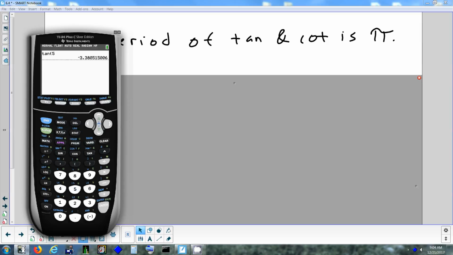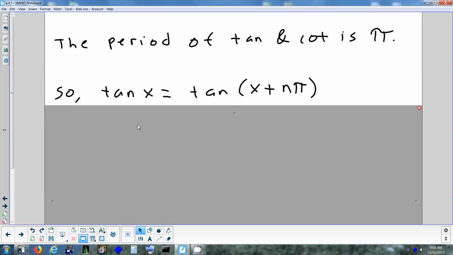Now, if I go one period later, tangent of 5 plus, and I'm going to move along the x-axis one cycle, what do you think I'm going to get when I hit enter? Same thing. Because that's exactly the same value one cycle later. You're at the same spot on the y-axis. Right? I could also do tangent of 5 plus, I could go 23 cycles later. It doesn't matter. As long as I go integer multiples of pi, I get the same thing.